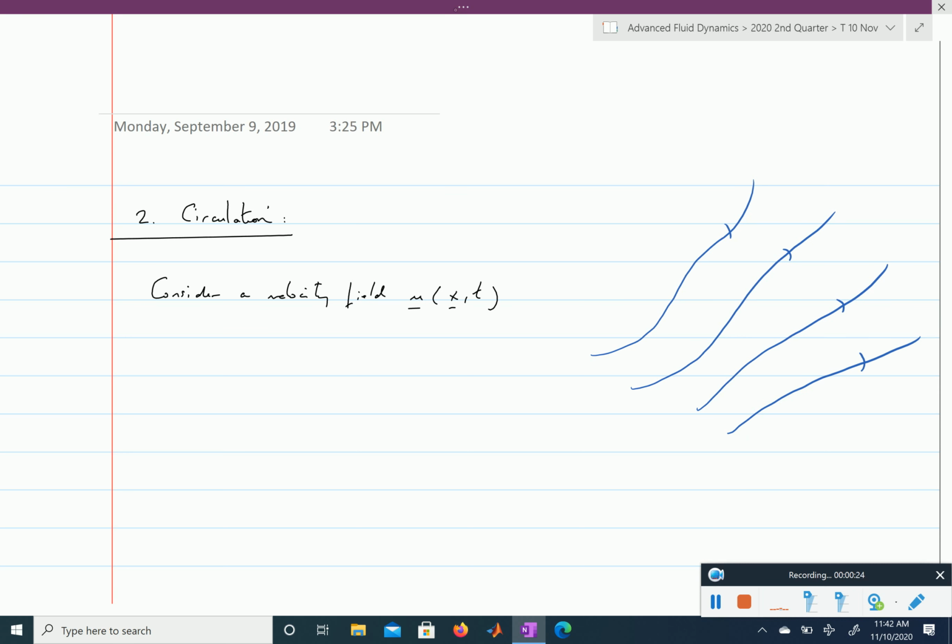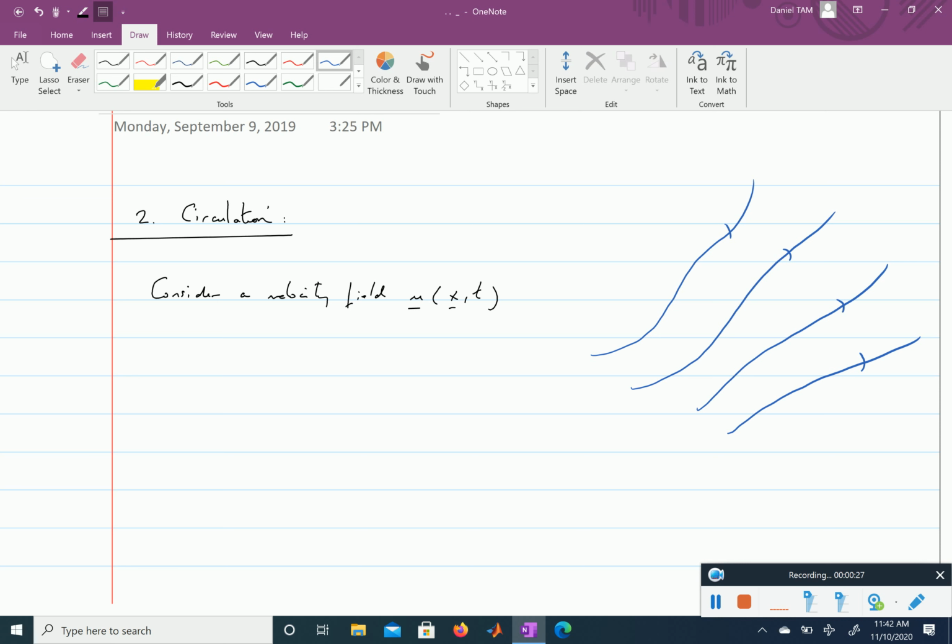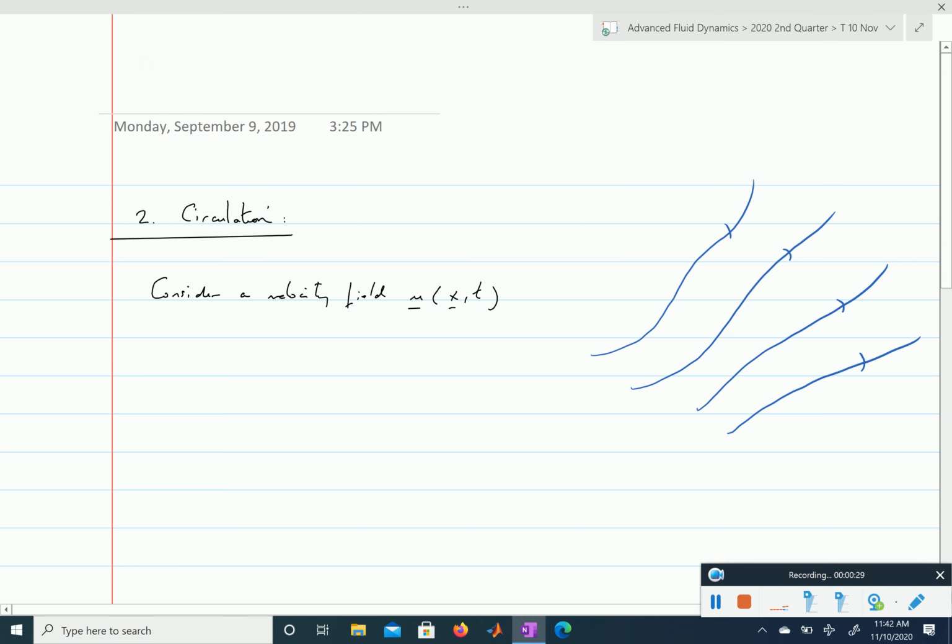So let's consider a velocity field u, and now we're going to define completely randomly, like we define control volumes, a contour. A contour is simply a closed curve in the 3D space. So this is my contour C. And we define this contour C as a closed curve in the flow field.